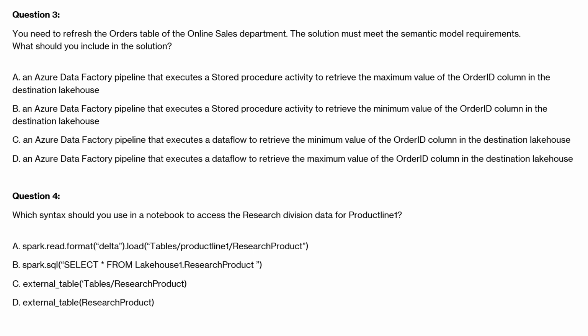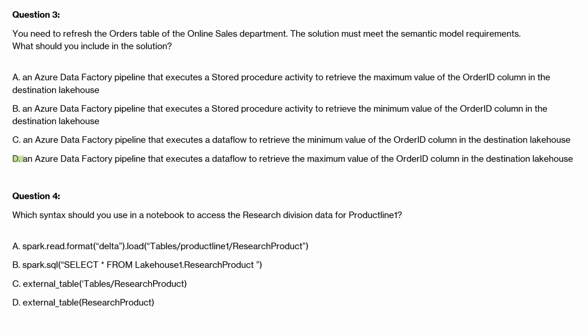So it can be done using the data flows. And as you can see on the screen, option D contains an Azure Data Factory pipeline which will execute a data flow to retrieve the maximum value of the order ID. So option D is correct. Moving towards the fourth question.